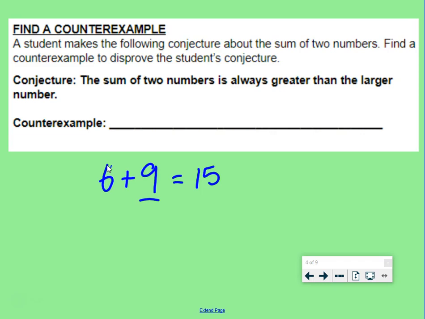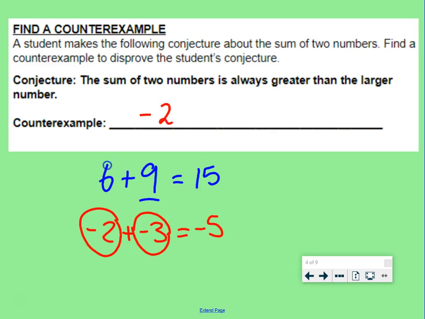All right, now that I've given you some time to think, if we think about negative numbers, if we did -2 plus -3, that's going to give us -5. However, -5 is smaller than -3, and it's also smaller than -2. So when you go into the negative numbers, this is when this conjecture would be false.